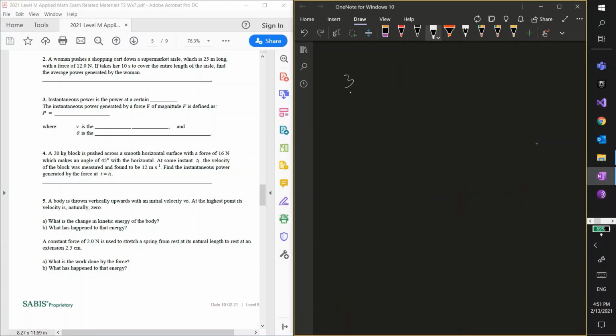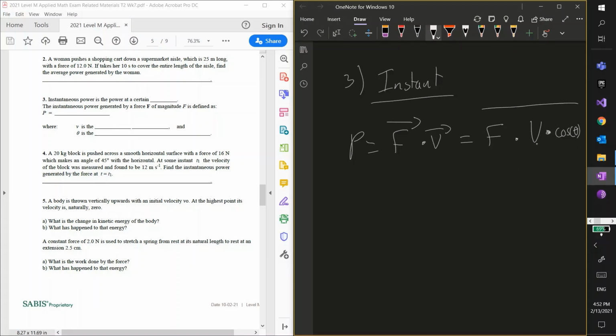Question number three, instantaneous power. Instantaneous power is the power at a certain instant. Common sense says that. The instantaneous power is defined as the dot product between the force and the velocity. The dot product between any two vectors is written like this: the magnitude of the vector multiplied by the magnitude of the other vector multiplied by the cosine of the angle between them. That is what a dot product means. You probably didn't take this yet. That's the problem with school, they teach you things later.